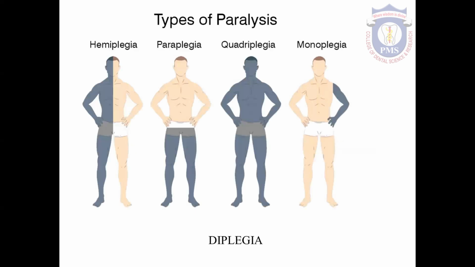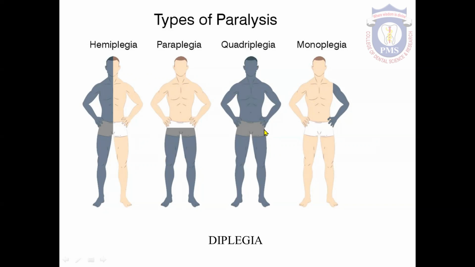Next, according to the area involved, it can be hemiplegia, that is, one half of the body is involved. It can be either the right side or the left side. That is called hemiplegia. Half of the body is involved. Paraplegia means either the lower limbs or the upper limbs are involved. Then we have quadriplegia, where all 4 limbs are involved. And monoplegia, if only one part of the body or one limb is involved.